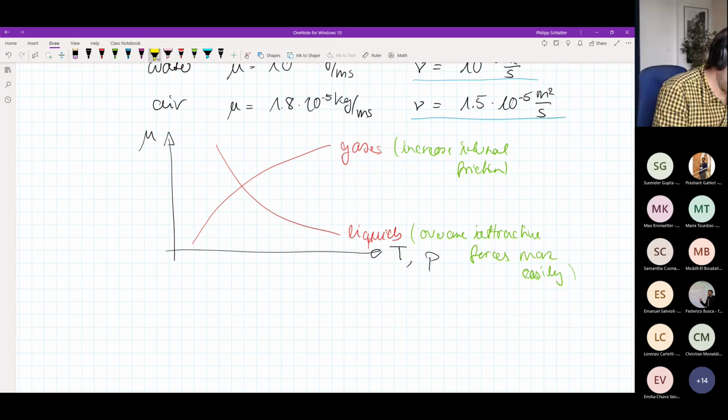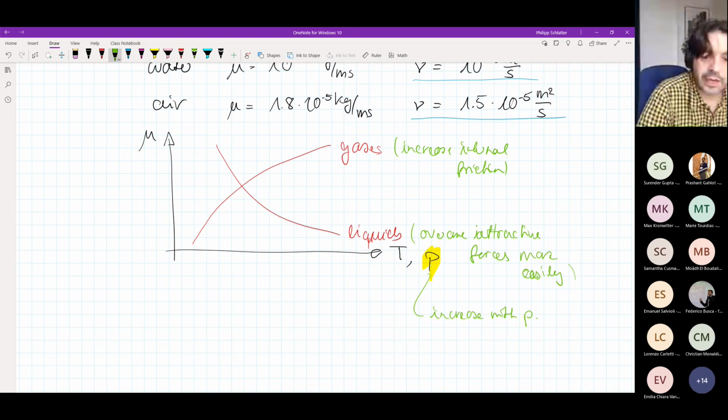The other question here is, what about the pressure difference? For the pressure, you would typically have an increase of the viscosity with the pressure. And that is mainly the case for gases. Again, talking about the internal friction, if you start to pressurize a certain fluid.